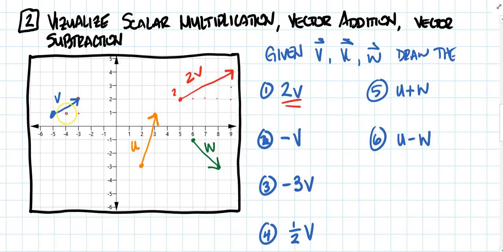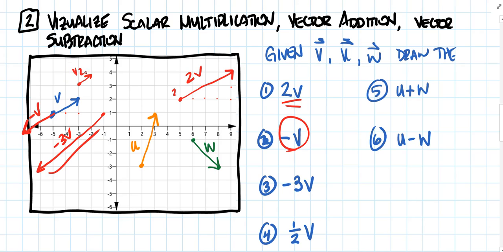So instead of going to the right 2 and up 1, I would go to the left 2 and down 1. So this would be negative v. A negative sign in front of a vector means the opposite direction but the same length. If I wanted negative 3v, I would start here, and I would draw a vector that is 3 times as long in the opposite direction, negative 3v. I just kind of eyeballed that. Half of v would be a vector that is only half as long in the same direction as v.